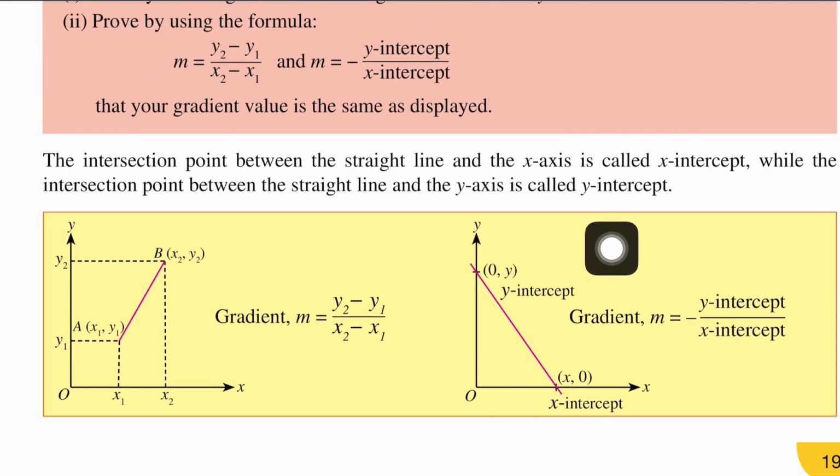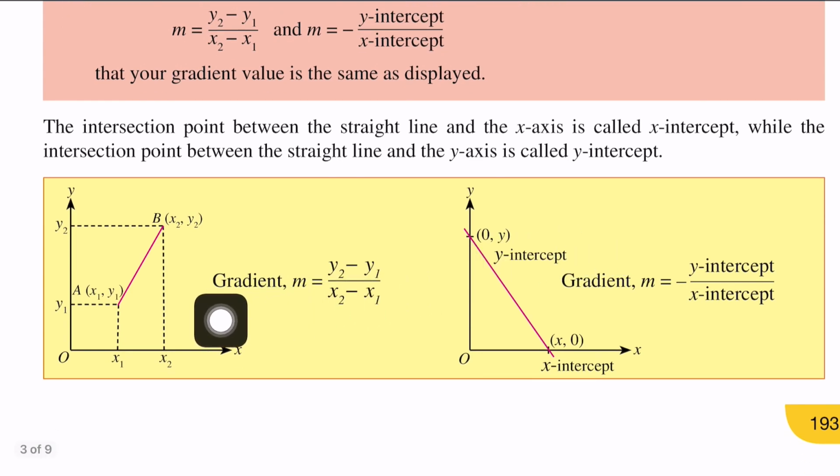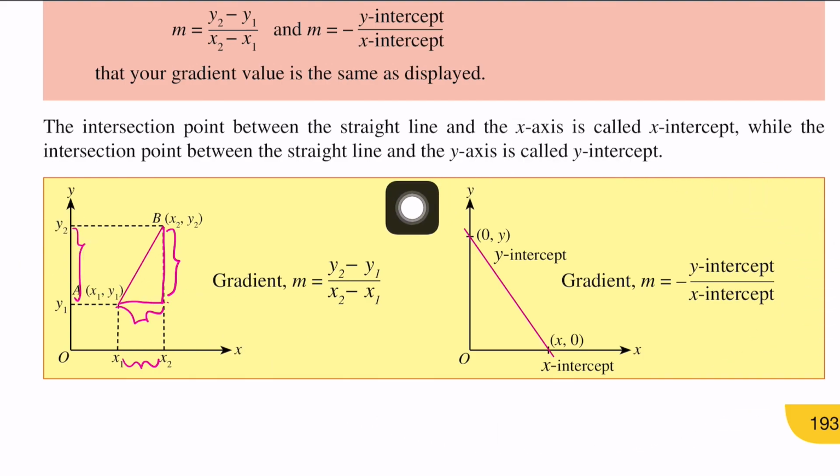So it actually looks like this. When you calculate m, y2 minus y1 over x2 minus x1, it looks like this. So y2 minus y1 is over here, you find the distance of this area. x2 minus x1, you find the distance of that area. Same thing. And if you use the intercept form, it will look like this.